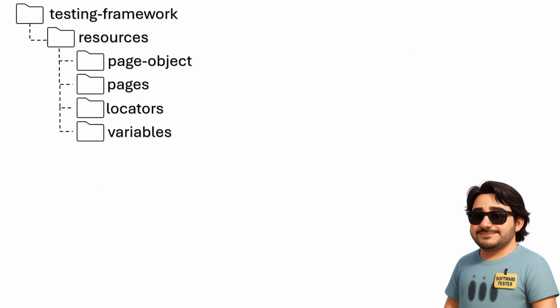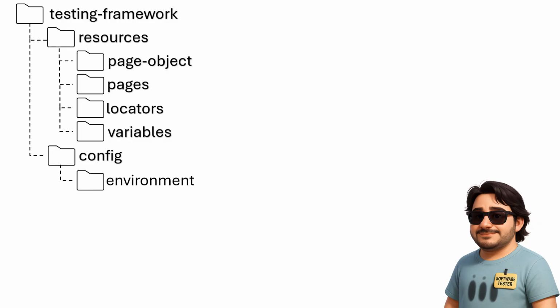Next, we create the Config folder. This is where we define how our framework should run. Inside it, we have an environment folder that stores the URLs for dev, staging, or production, and a browser folder that contains the settings for Chrome, Firefox, or any browser we want to use. We also keep a settings.yml file here, which defines our default browser and default environment. With this setup, we can switch environments or browsers just by changing one value, without touching any test code.